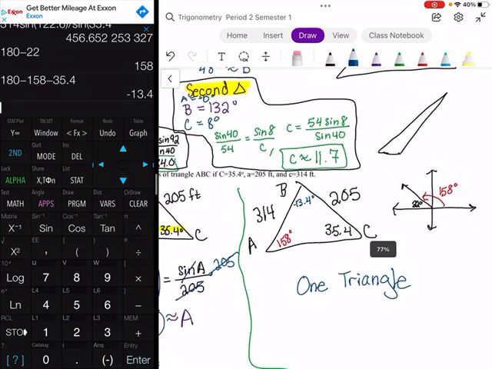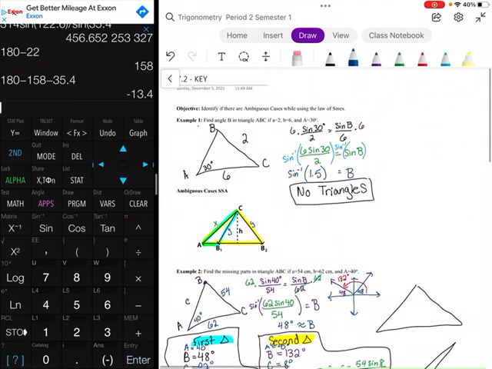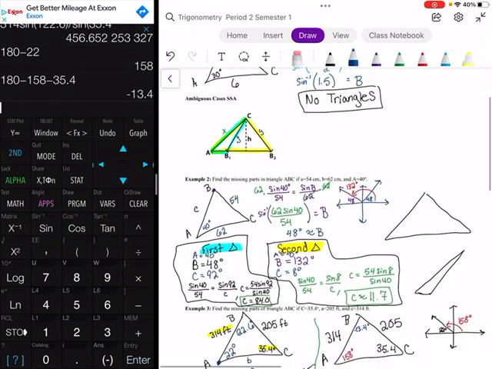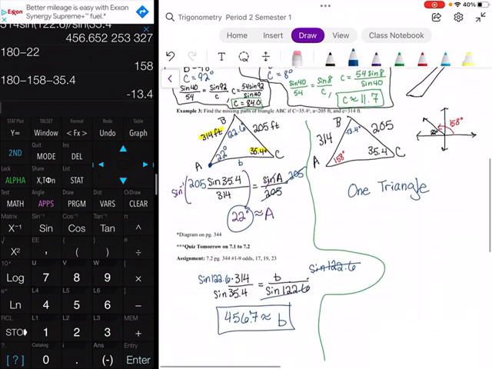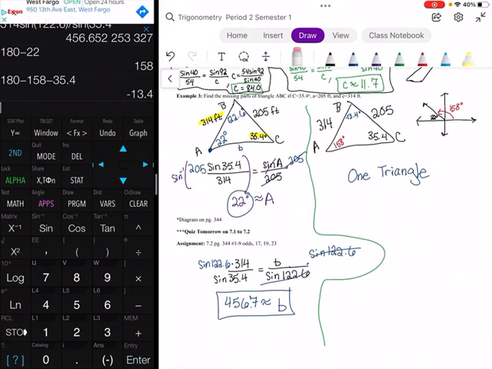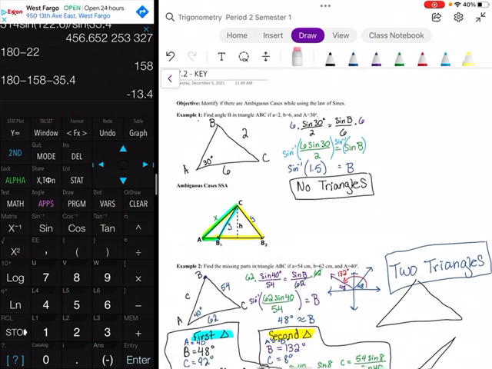So looking over what we've covered today, we know that we could possibly have no triangles with the given information. We could have two triangles like there were in example 2. Or we could have one triangle like example 3 showed. So these are kind of the steps that you would need to be able to take in order to solve a triangle using law of sines.